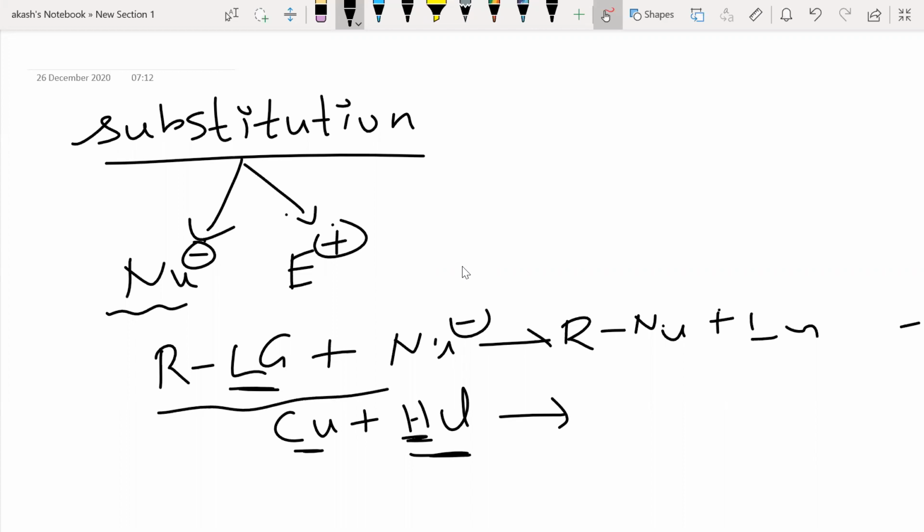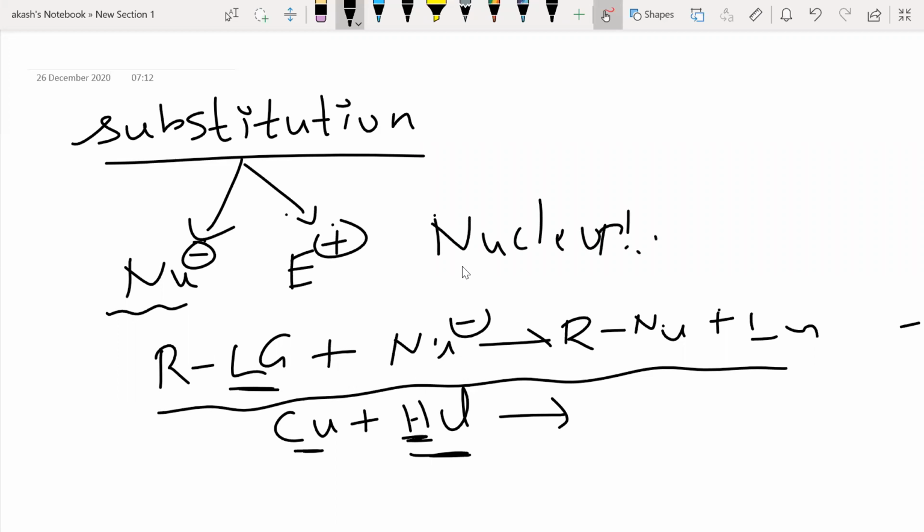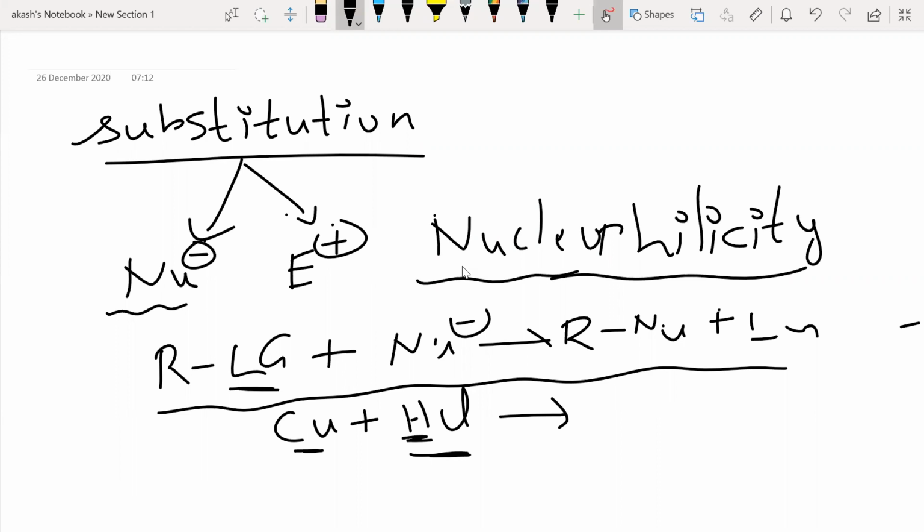So here also, in this nucleophilic substitution, you are going to depend upon the reactivities, but we are not going to call it reactivity. I'm going to give you some technical name. The particular term which we are looking into is nucleophilicity. Basically, nucleophilicity is a kinetic term. It's all about how fast a nucleophile can go and attack the substrate.